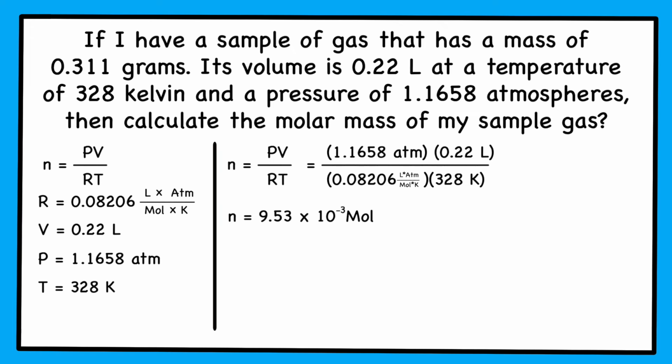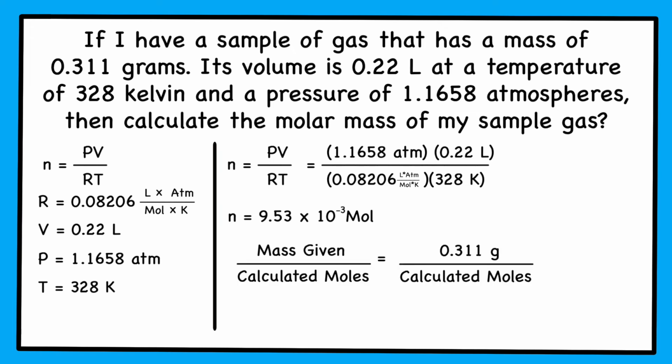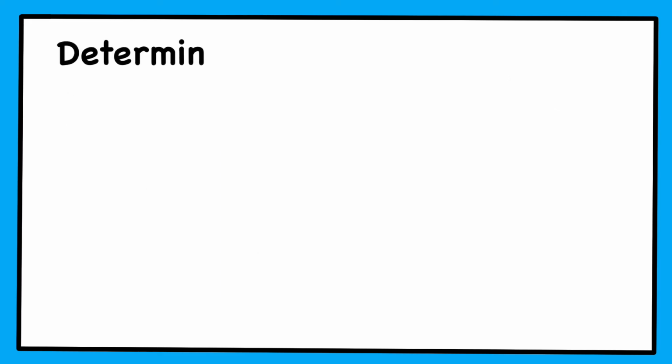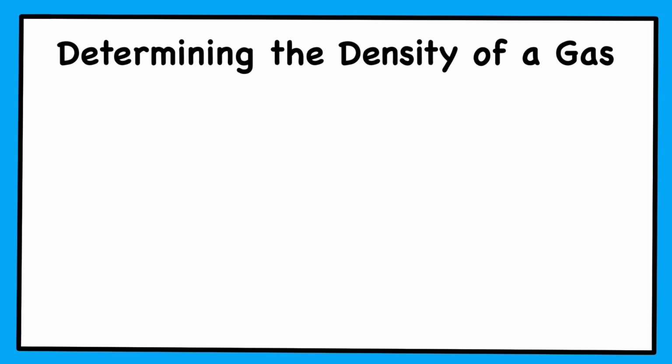To find the molar mass, all I have to do is take my mass given, which is 0.311 grams, and divide it by 9.53 times 10 to the negative third moles, or how many moles I calculated, and I would get that this unknown gas's molar mass is 32.64 grams per mole.